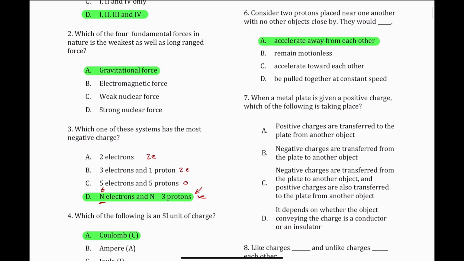7. When a metal plate is given a positive charge, which of the following is taking place? Positive charge are transferred to the plate? No, because it's positively charged. To the plate from another? No, we cannot transfer positive charge. Negative charges are transferred from the plate to another object? Yes.